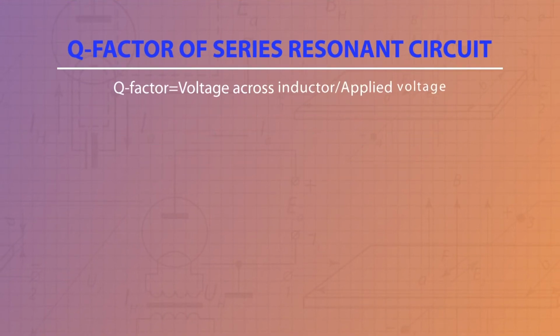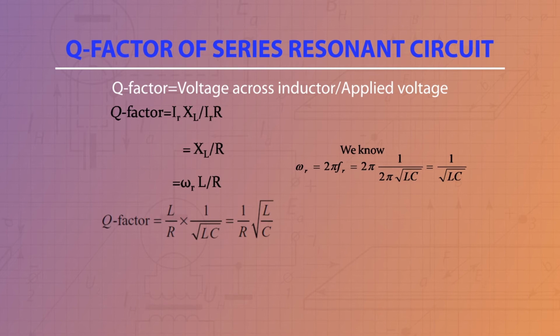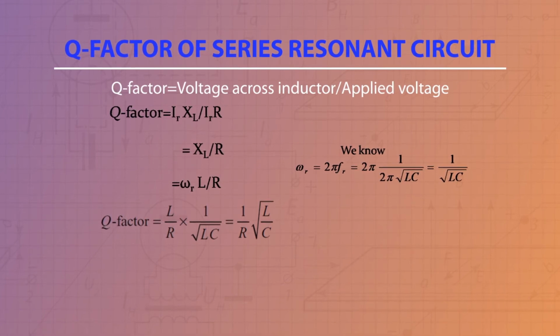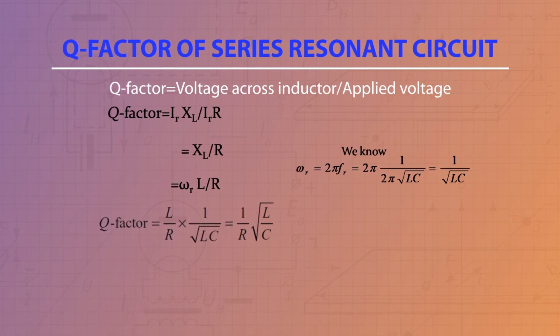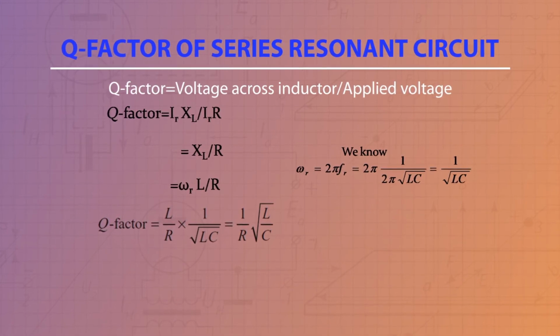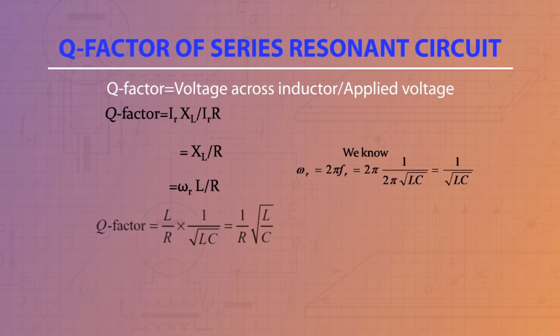So Q factor is equal to what? It can be written mathematically as Q factor is equal to voltage across inductor upon applied voltage. So what is the voltage across inductor? It can be written as IR into XL. This IR is the current at the time of series resonance, that's why it is denoted by IR. And XL is the inductive reactance.